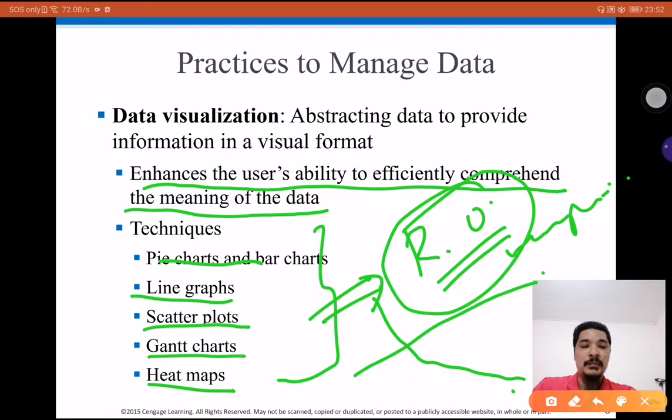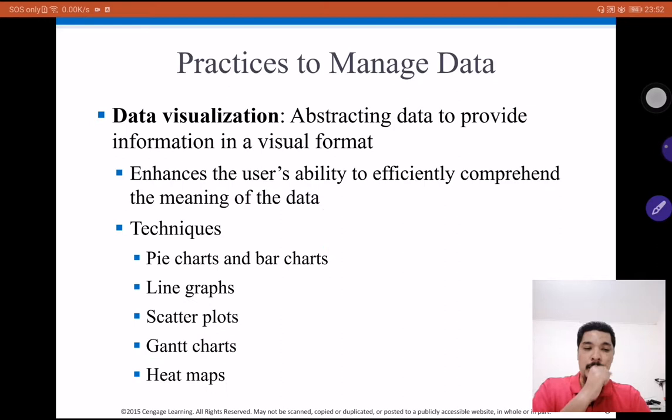kita what we call as prediction. Okay, kita tak nak prediction ni. So kalau boleh kita tak nak based on prediction, kita nak based on the actual value. Okay, so this is what we call data visualization. Okay, let's move to the next one.